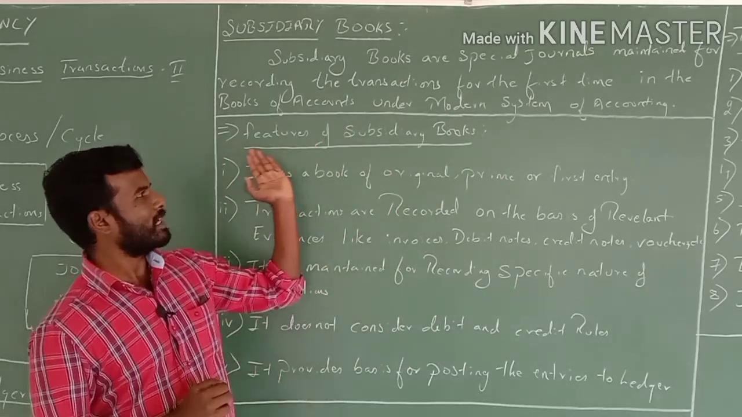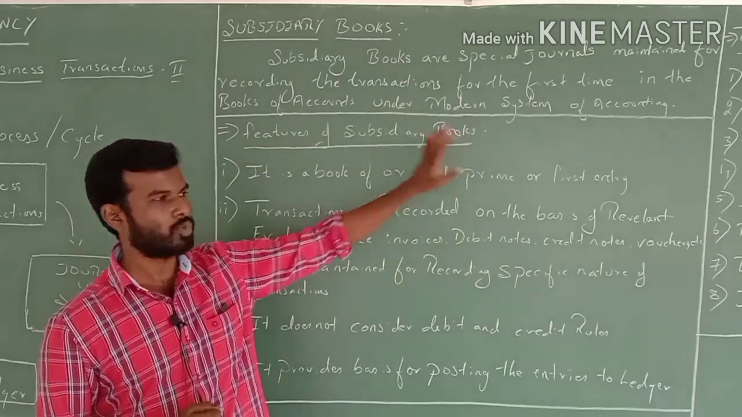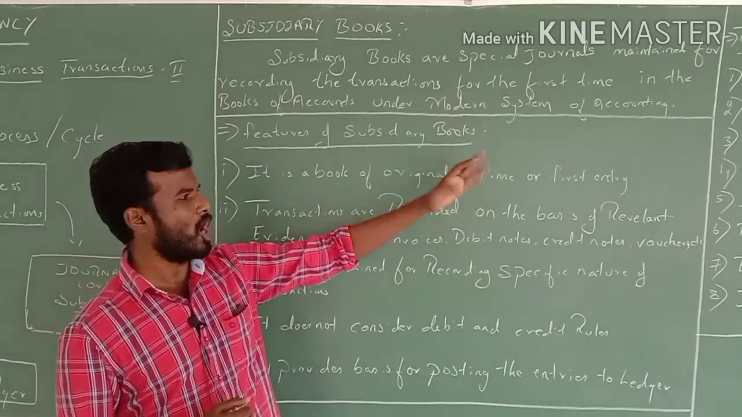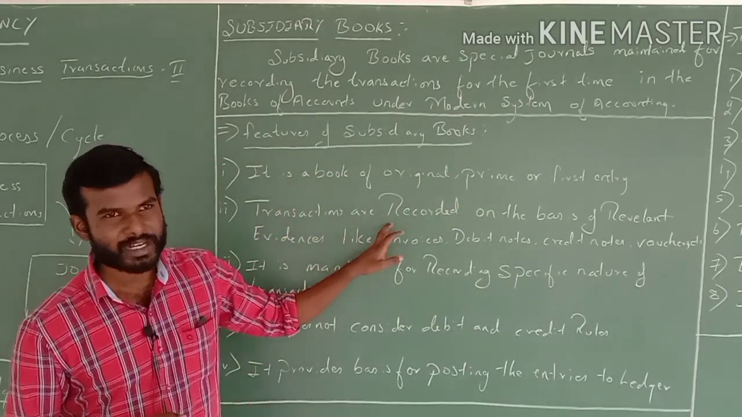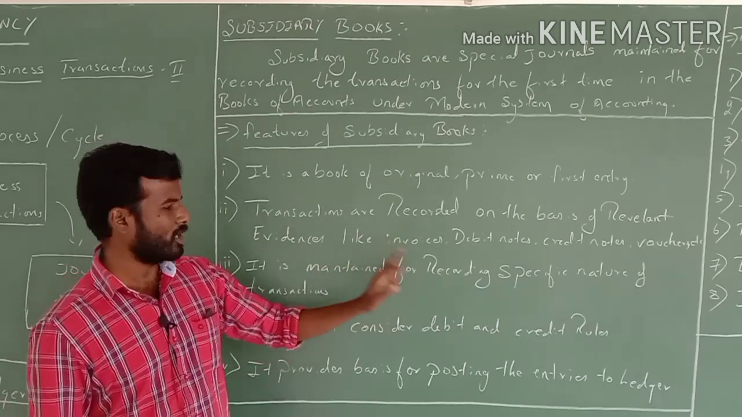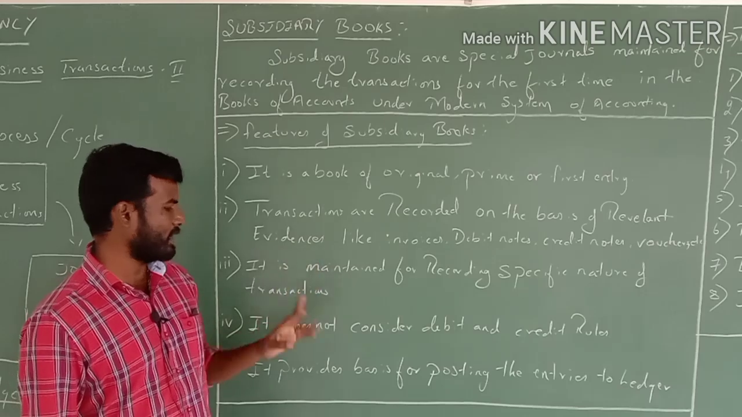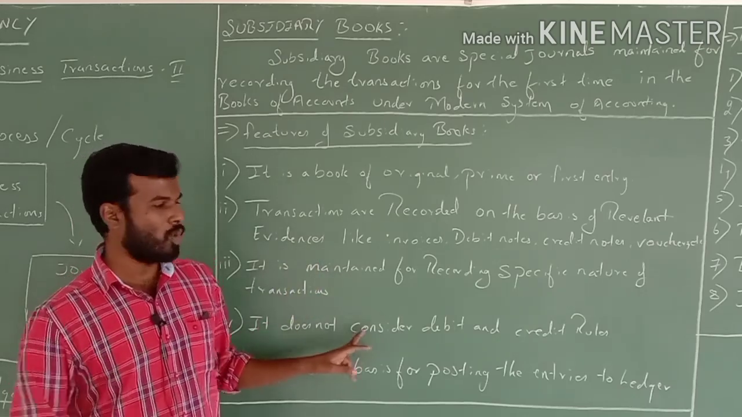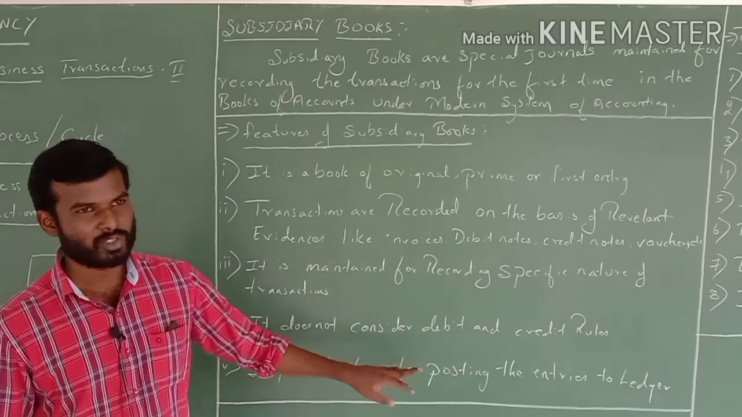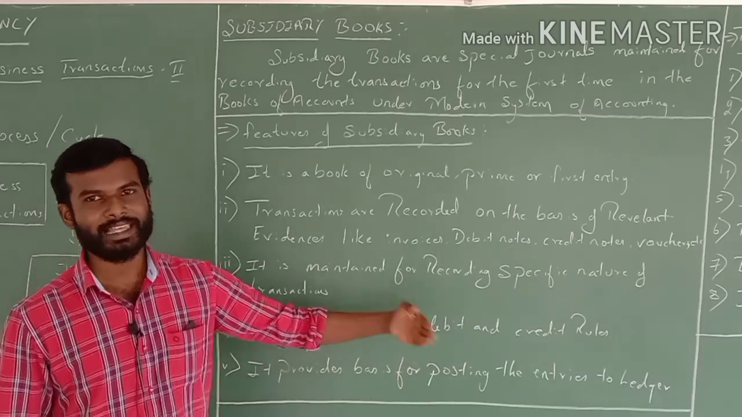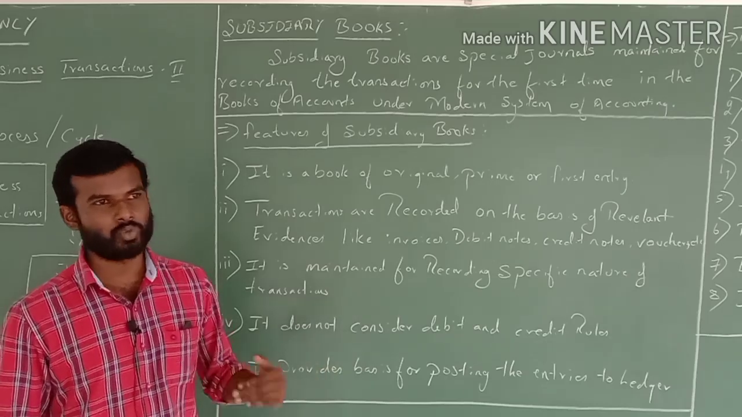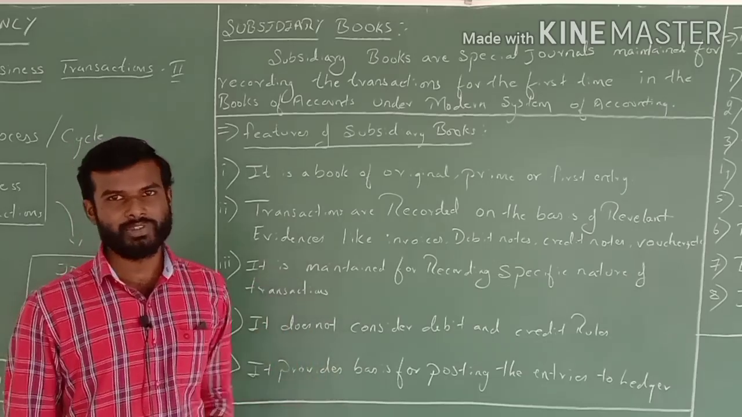So again we can glance once again at the features of subsidiary books. What are the features? Mainly remember that it is a first entry, or original or prime, we can say. Here the documentary evidence should be provided. Again, it should be maintained for recording of what? Specific nature of transactions. It does not consider what rules here? Debit and credit rules. And again it provides the basis for posting the entries to the ledger, as in the journal. Here also, after preparing the subsidiary books, we will be posting it to the ledger.